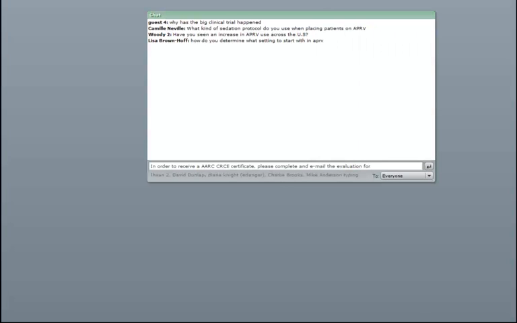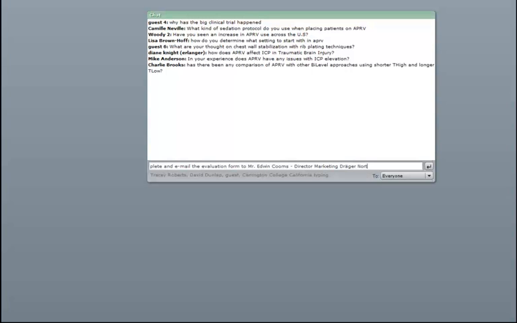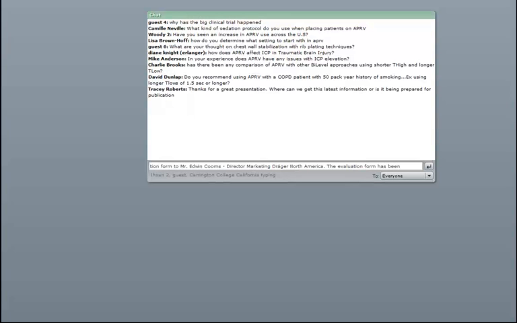Okay, so we have a question. I'll read these in order here. Why has the big clinical trial happened? I don't know that a big clinical trial has happened. We are actually in the process of doing an institutional trial, but I think one of the important things to consider is the method of application. Certainly if you read the method section of a lot of studies on APRV, old and new, you will see that they vary quite a bit, and I think that's important. You certainly can't have, for example, a low tidal volume strategy without focusing on just a certain tidal volume.